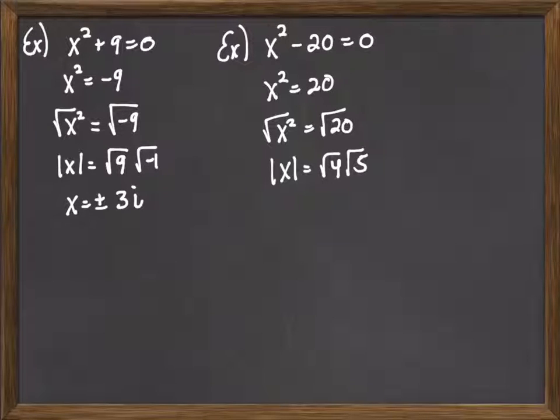For square root of 20, we can't get a nice answer, but we can still break it up. So we can do 20 is 4 times 5. We do that because 4 is a perfect square. Square root of 4 is 2. And then square root of 5 is left over. And again, when we drop the absolute value, we make it plus or minus.